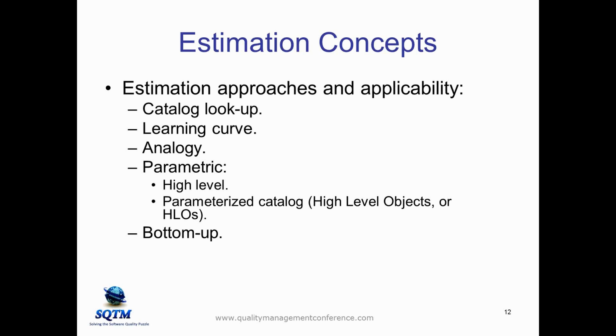Analogy, you're just basically saying this project is similar to this other project, and then you're making adjustments based on the differences between the two, and then you're going to use that as your number. And then we have parametric.